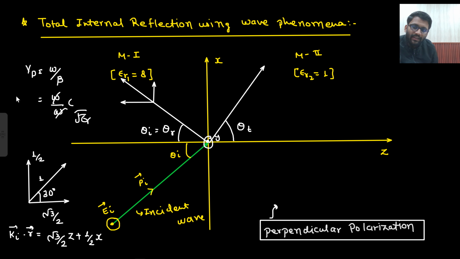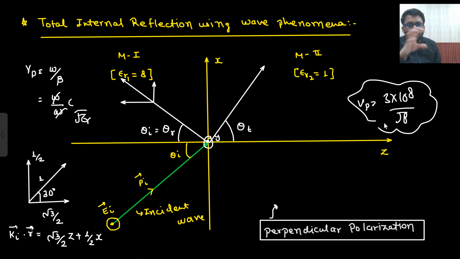So sir, this and this will get cancelled. So your Vp would be c, which is 3 into 10 to the power 8, and here epsilon r is under root 8. So this will be your Vp. So this is the velocity in medium 1. This is what you will be saying. Wrong.